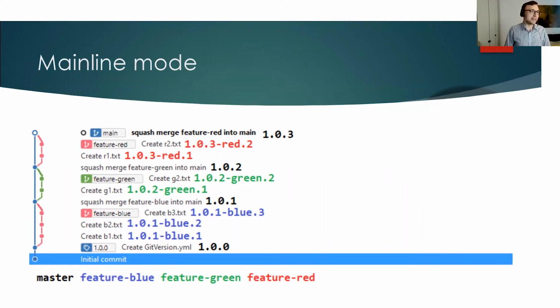So this is the mainline mode. And what you're looking at is the Git tree of my sample repository. In this example, I tried to imitate a case with master branch and feature branches, similar to the GitHub flow approach. So let's go commit by commit and see how the version calculated by the tool changes.